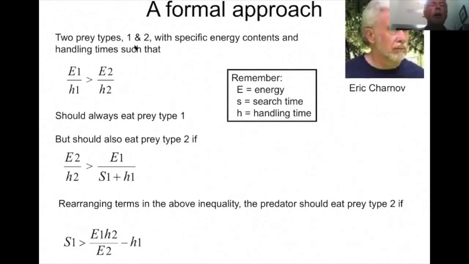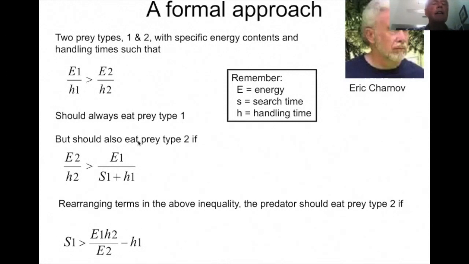And so Charnov said, imagine a system with just two prey types, prey type 1 and prey type 2. And prey type 1 has an energy value of E1, and prey type 2 has an energy value of E2, and prey type 1 has a handling time by the consumer of H1, and prey type 2 has a handling time of H2. And he imagined that these species were such that E1 divided by H1, that is the energy value divided by the handling time of prey type 1, was higher than E2 divided by H2, the energy value divided by the handling time of prey type 2. All right. Given that, the consumer should always eat prey type 1 because it has a higher rate of energy consumption. Once it finds a prey type 1, it should always eat it because the return of energy per time spent handling is the greatest for that prey.